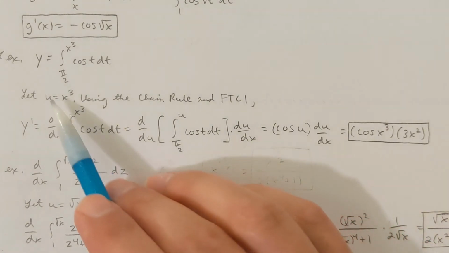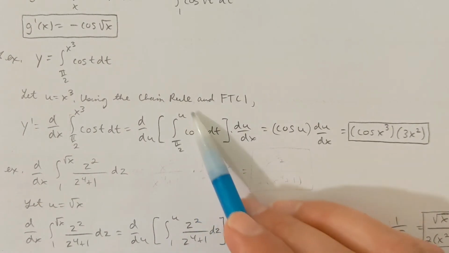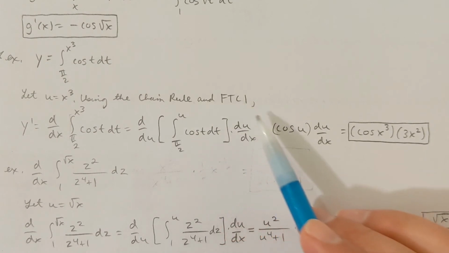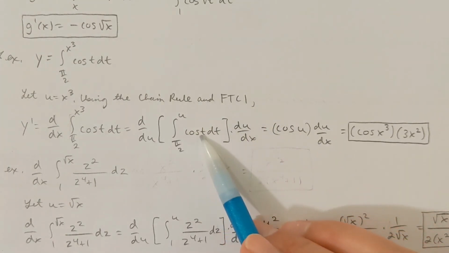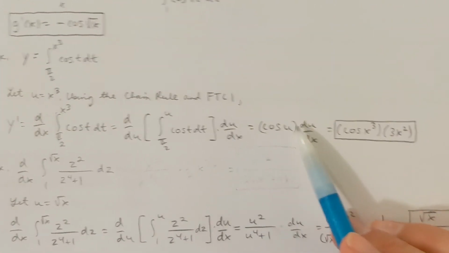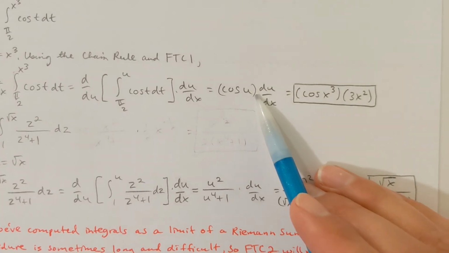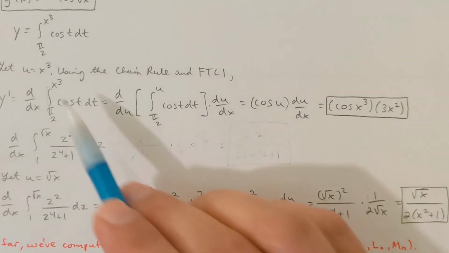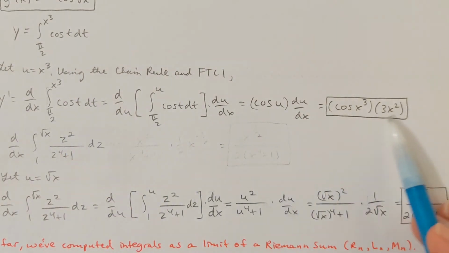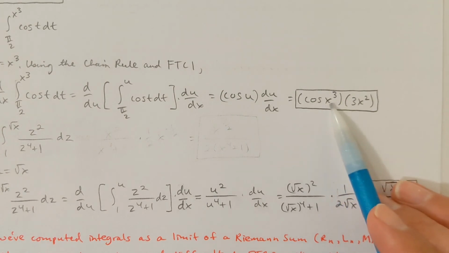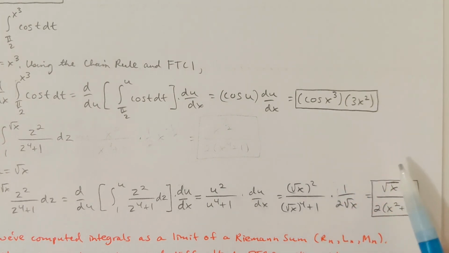Now, by letting u be x cubed, in this form my upper bound is just plain old u. So by the fundamental theorem part 1, I simply plug my upper bound into the integrand. And so I've got cosine of u, but then, like I said, I've got to finish the chain rule. I'm multiplying this by the derivative of u with respect to x. Well, the derivative of x cubed would be 3x squared. U is x cubed, so my answer would be cosine of x cubed times 3x squared.